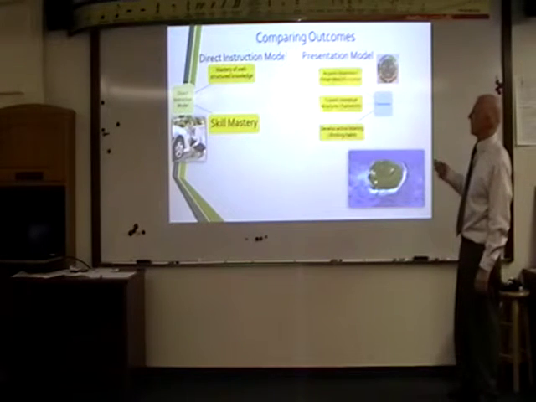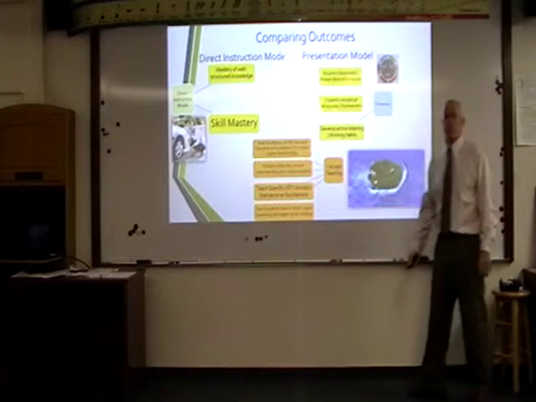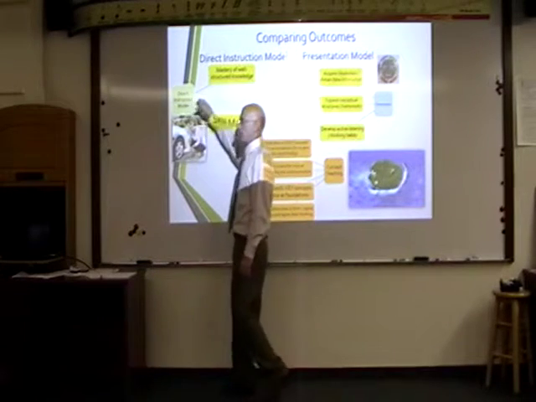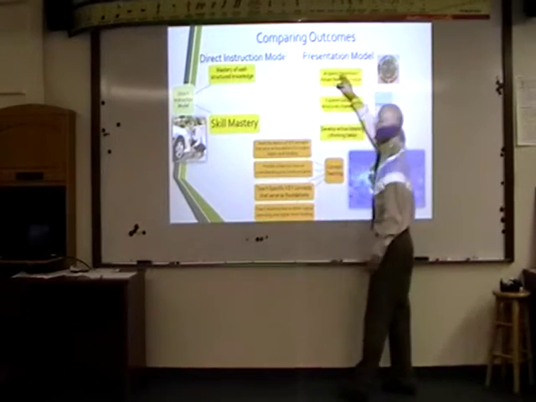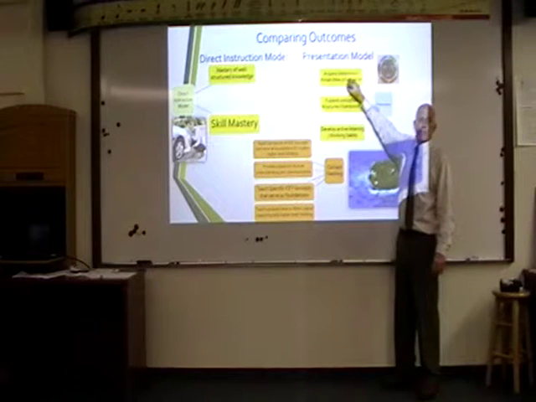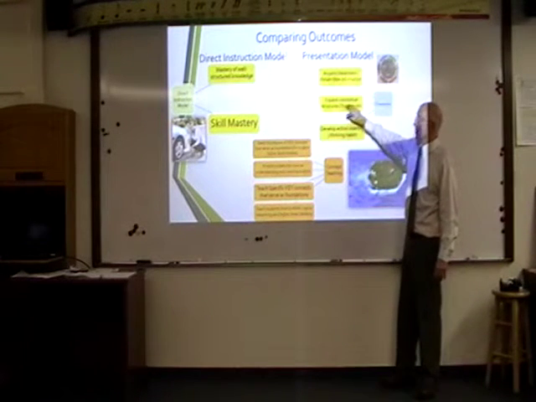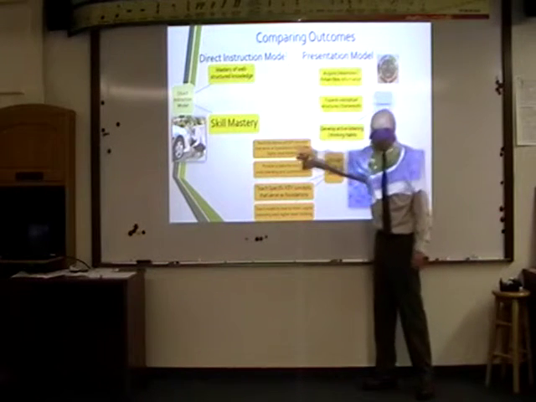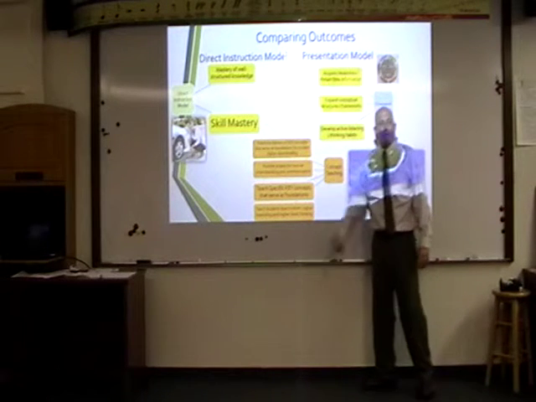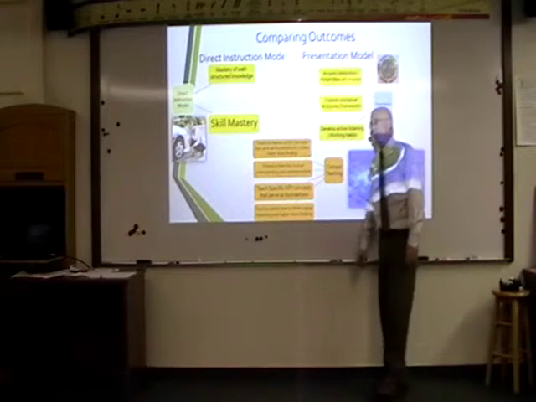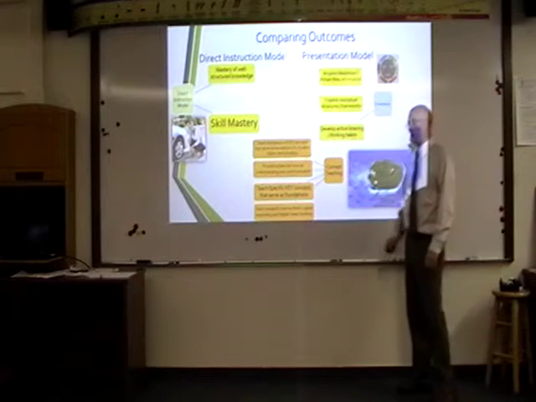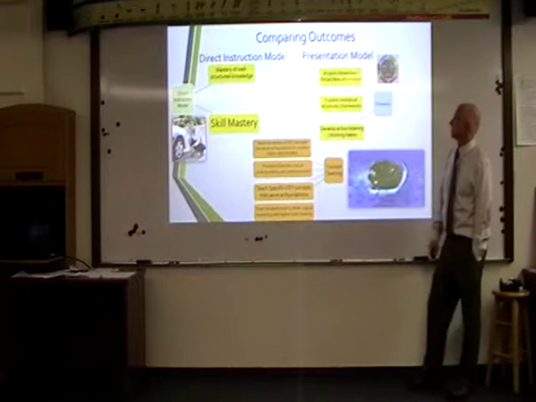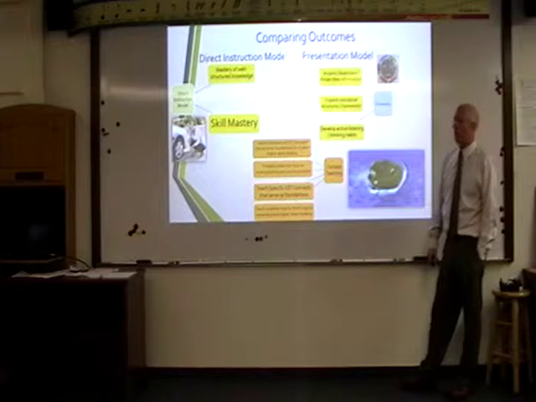All right, now let's compare these. You can see here that there's differences, right? Skill mastery is the main one for direct instruction. Acquire or retain new information for presentation is the main one, right? Or expand what we already know. And what we just talked about, key concepts and basis for understanding. So this slide presentation is going to be on Canvas, and you can look at it whenever you want. All right?